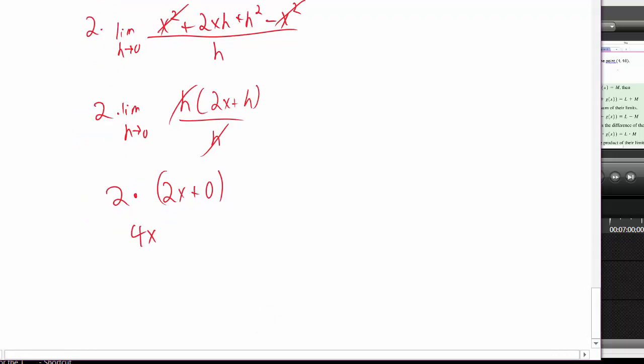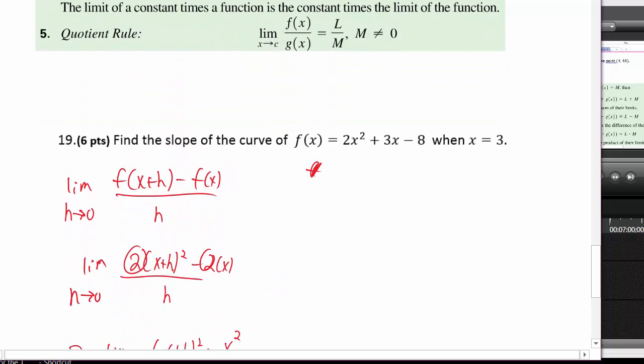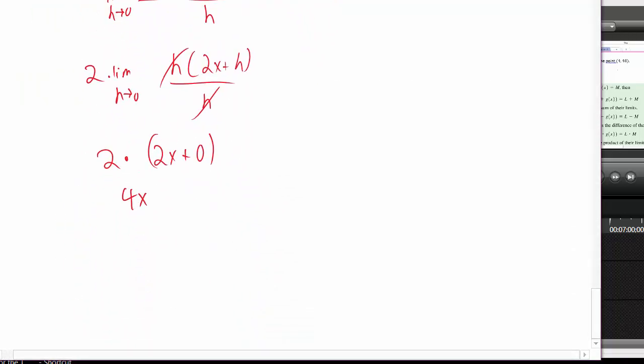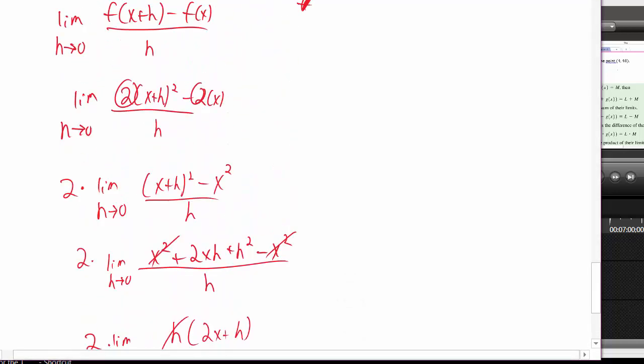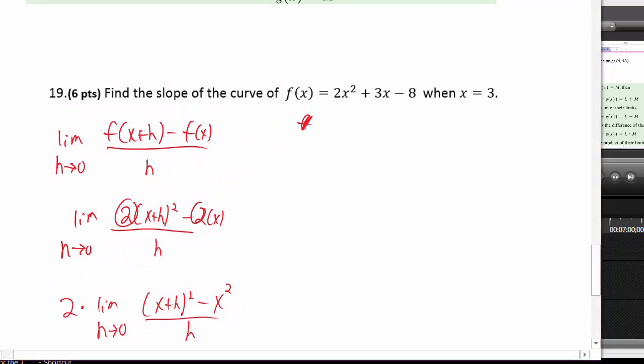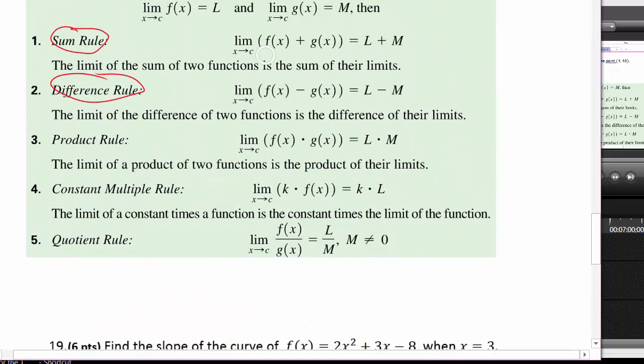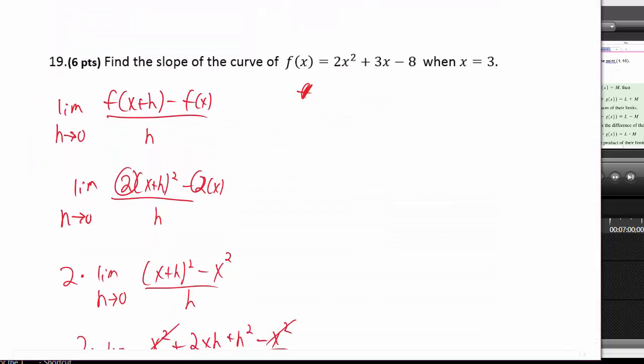So for the first part, what's x going to be? Later on we're going to plug in the 3. So I can plug in for the first part, because I'm only doing the first part. The limit is 4 times 3, which is 12. So part of my slope is going to be 12. Okay, now for the second part. Again, if you're wondering, I'm using these rules right here. When you have some functions added together, you can just take the limits of the pieces and then add them together.